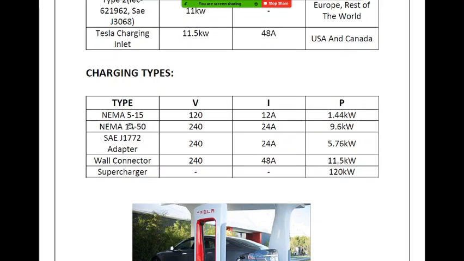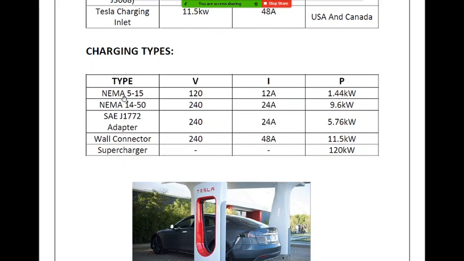This is one type of charging, the charging methodology for the Tesla Model S. It's called NEMA 5-15. The voltage range is around 120 volts. The current range is around 12 amperes, and the power is around 1.44 kilowatts. The unique feature of the Tesla Model S is that it has a supercharger. If you could see the last part of the table, it's the supercharger. It's Tesla's unique charging type, and you could see the power is around 120 kilowatts, which is enormously higher than the other charging types.